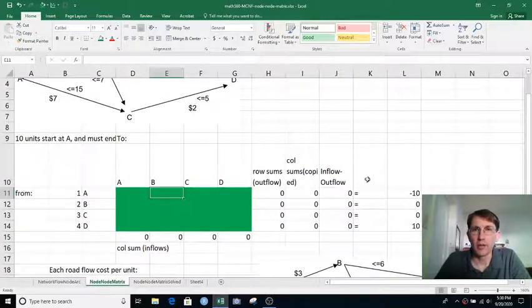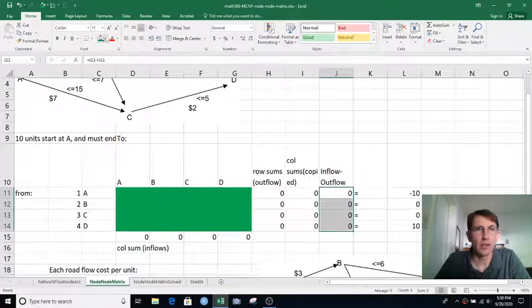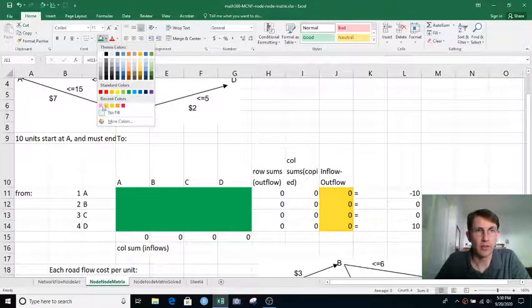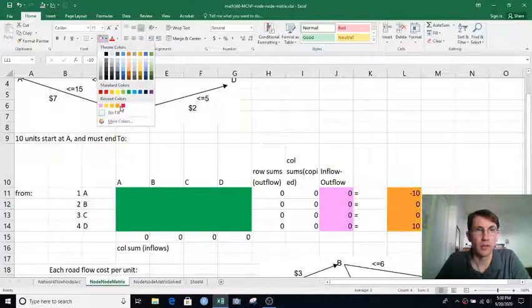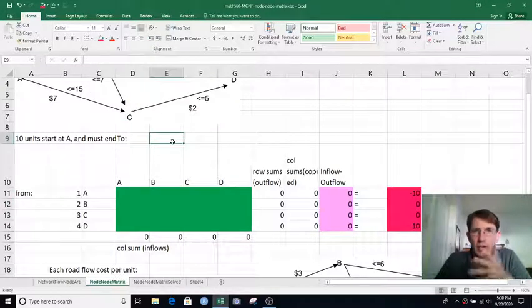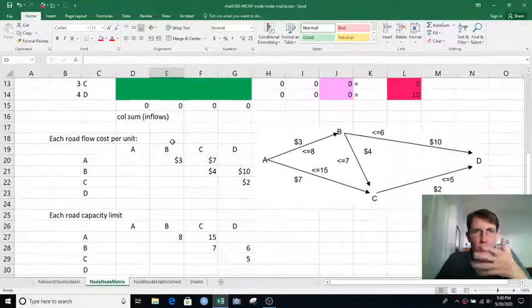All right, so that's our flow balance constraints. We can color these. These are left-hand sides, so I'll color them lavender. These are right-hand sides, so I'll color them rose. Now let's think about the other stuff that's going on.